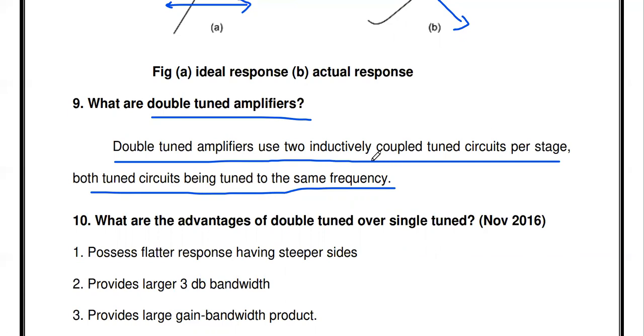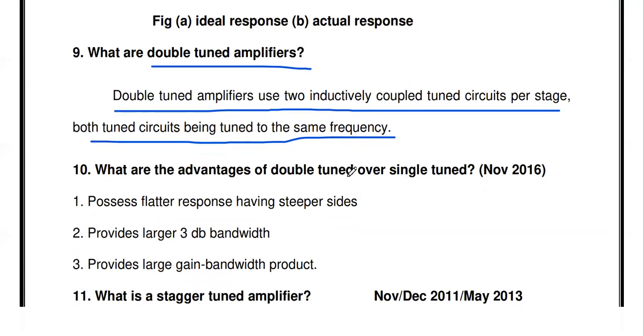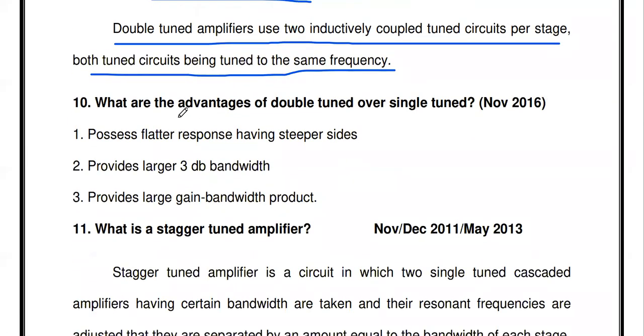Okay, so not electrically coupled, it is inductively coupled. That is, the two coils are placed very close together, and the two tuned circuits are tuned to the same frequency. It is called a double tuned amplifier. Okay, and the next one, what are the advantages of double tuned over single tuned?